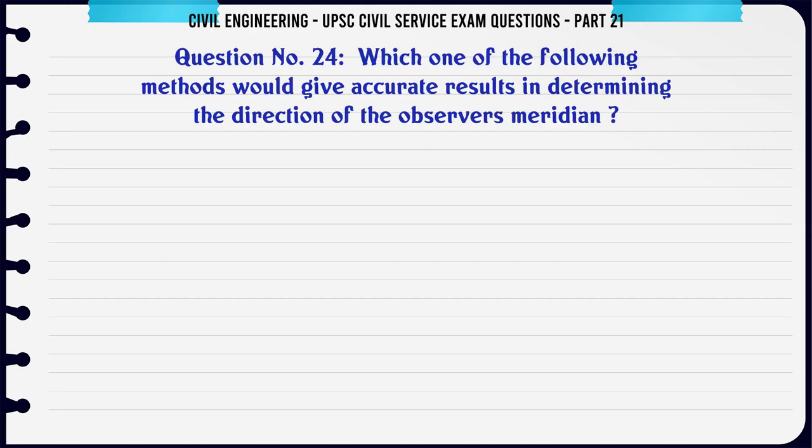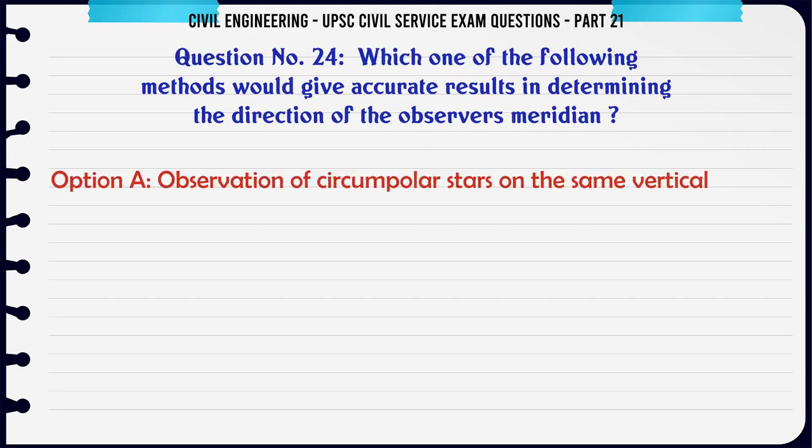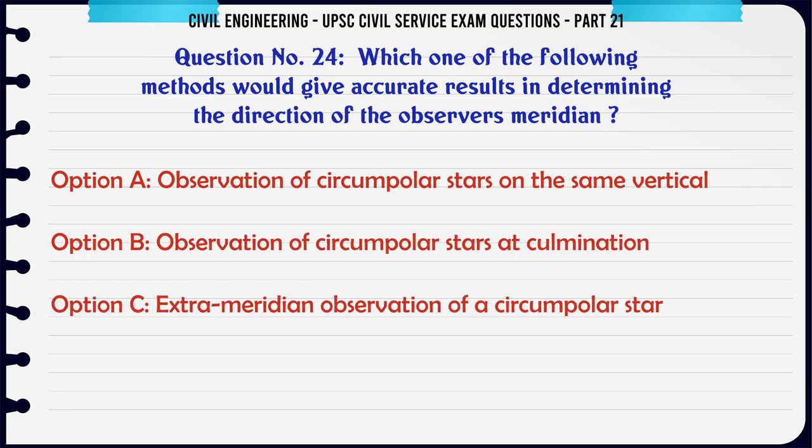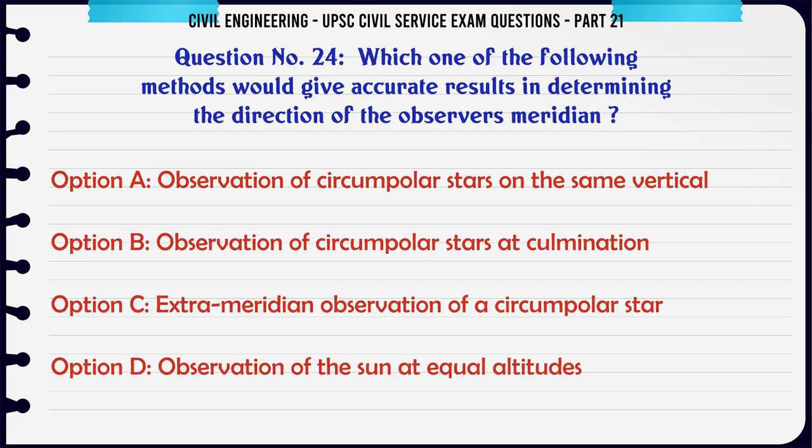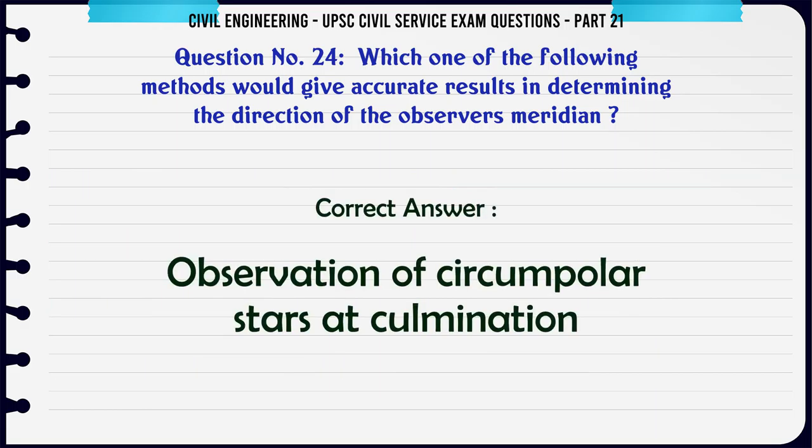Which one of the following methods would give accurate results in determining the direction of the observer's meridian? A. Observation of circumpolar stars on the same vertical. B. Observation of circumpolar stars at culmination. C. Extrameridian observation of a circumpolar star. D. Observation of the sun at equal altitudes. The correct answer is observation of circumpolar stars at culmination.